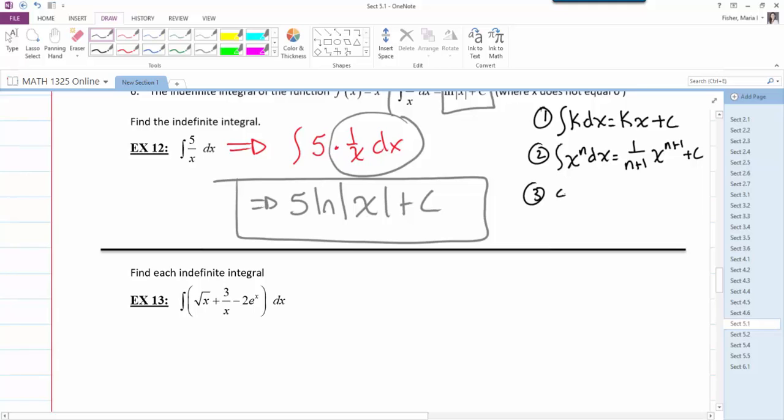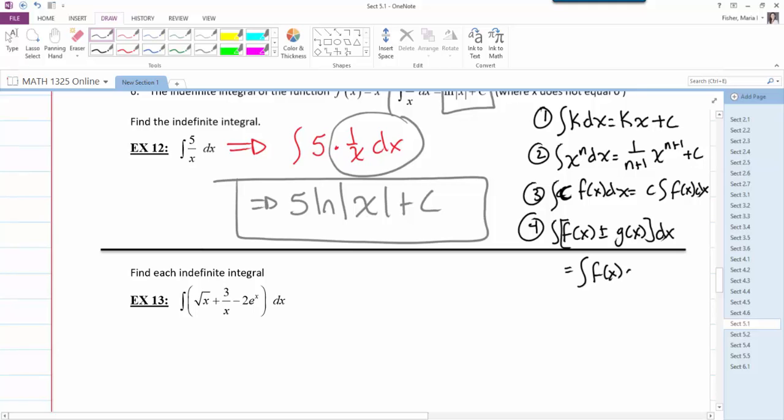The third one is constant multipliers, so the integral of a constant times f of x dx is equal to the constant c times the integral of f of x dx. Number 4, we learned that we can integrate a term at a time. So this is equal to the integral of f of x dx plus or minus the integral of g of x dx.